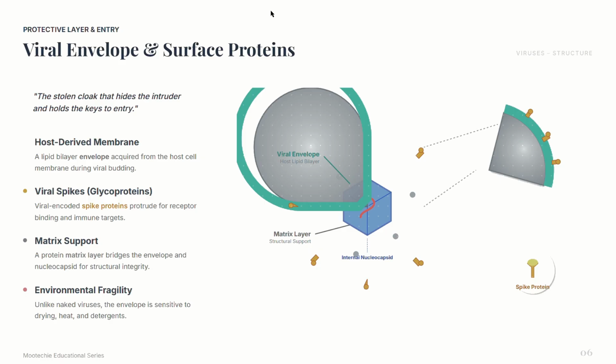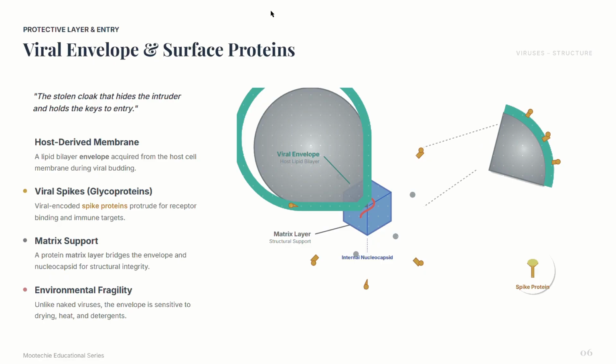However, this envelope comes with a trade-off: environmental fragility. Unlike naked viruses with just a protein capsid, enveloped viruses are sensitive to drying, heat, soaps, and detergents because these disrupt the lipid membrane. This influences how they can be transmitted.